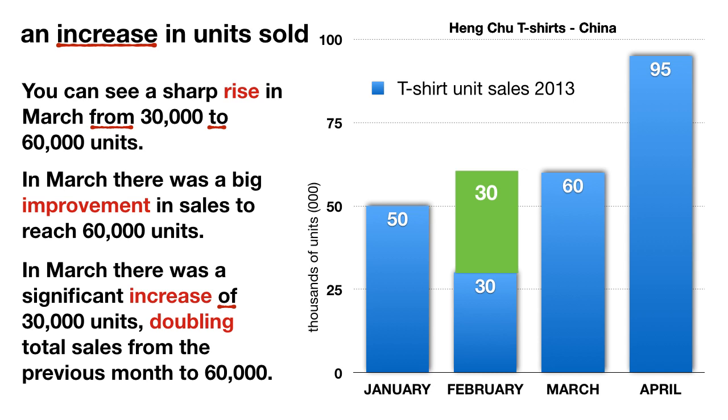So which one would you use if you were describing the chart? Personally, I would use the third one, because it sounds more impressive. It's the same description, but I've added a significant increase of 30,000 units, doubling total sales. This type of use of language can help you in your presentation to make the figures sound good. It can also help to make the presentation sound more interesting to the people listening.